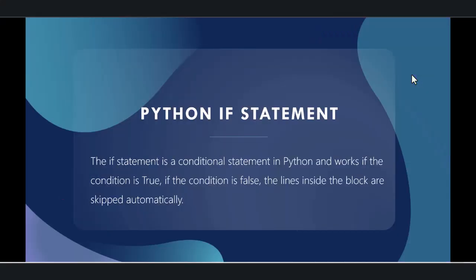We'll start with first method, that is using Python if statement. The if statement is a condition statement in Python and works if the condition is true. If the condition is false, the lines inside the block are skipped automatically. As I said, if is a condition statement, we can write some condition inside the if block. If that condition is true, it works accordingly. If it is false, it will skip a line automatically inside the block. We will see how this works with an example.